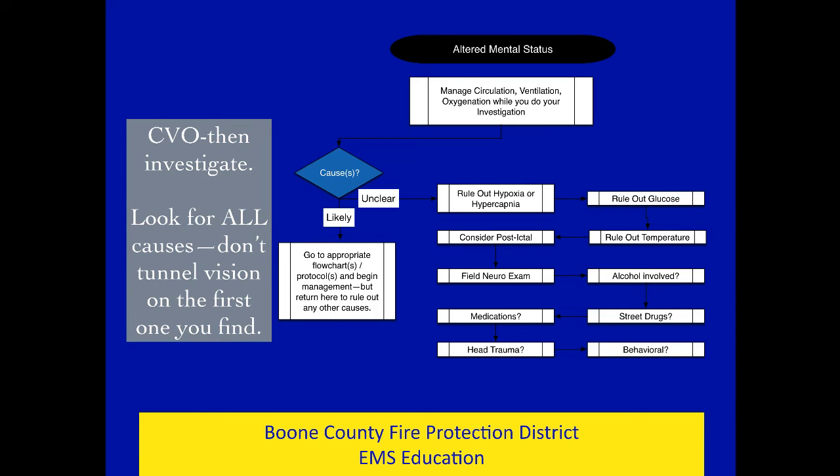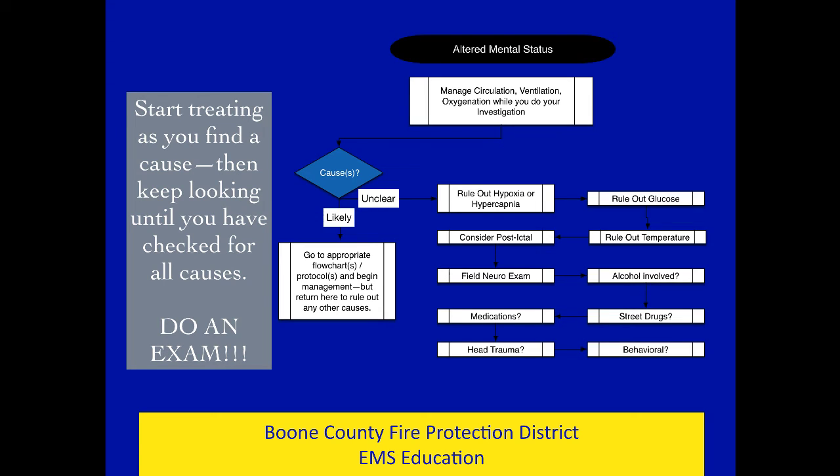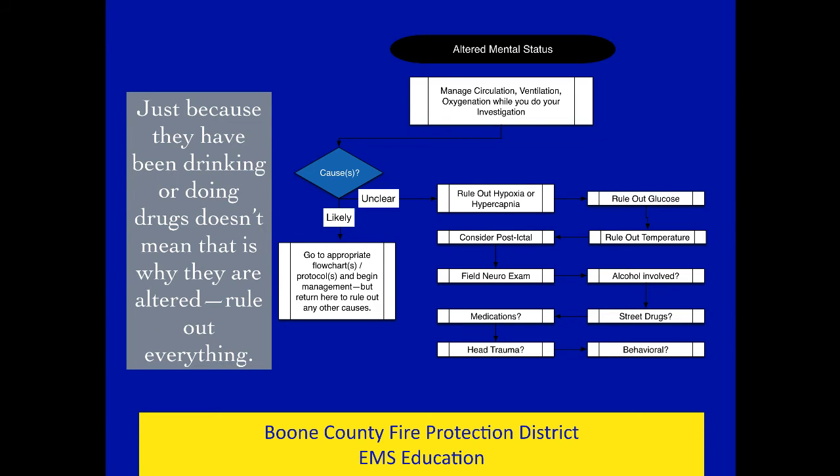I certainly hope that phrase is in your head at 3 o'clock in the morning, 5 years after you graduate the program. Always maintain CVO while you do your investigation. And again, look for all the causes. Don't just think you've solved the puzzle when you find the first thing wrong. These folks will have more than one thing wrong sometimes. Frequently, there is alcohol involved on top of something else. Start treating as you find the cause, then keep looking until you've checked everything and do a physical exam. Again, just because they've been drinking or doing drugs doesn't mean that is the only reason why they're altered.